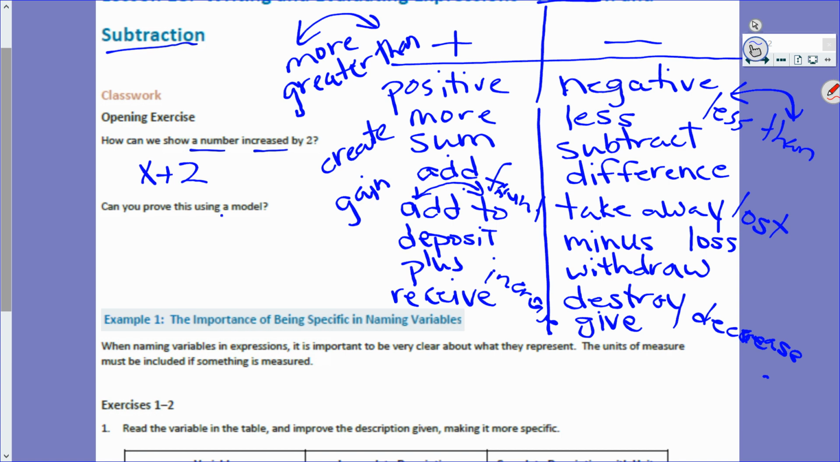Now, can we do this with a model? What would our model look like? It would look like X dot 2. No, you're close. But in our model, subtraction? No. Side by side. Right? Addition model is side by side.